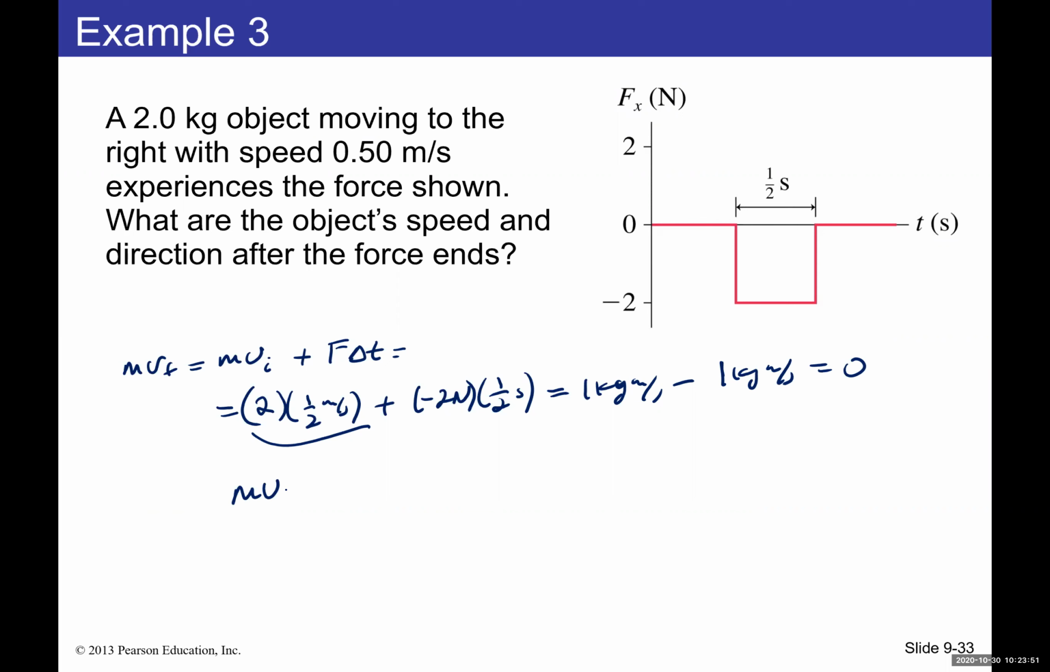Which means my m times v final, the final momentum, equals 0. What does it suggest? Well, it suggests that v final equals 0. That means the object comes to rest. Whatever force was exerted on the object made it stop in 1/2 second.